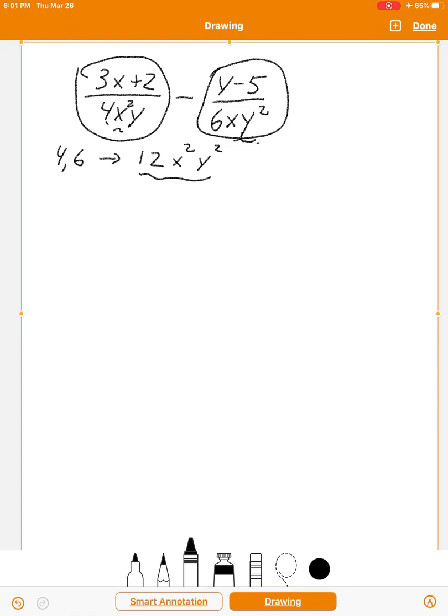Okay? So to go from 4 to 12, we have to multiply by 3. To go from x squared to x squared, we don't have to do anything. And then to go from y to y squared, we got to multiply by y. Okay, so then you're going to do 3y over 3y. Remember, whatever you do in the numerator, you got to do it in the denominator too, and vice versa.